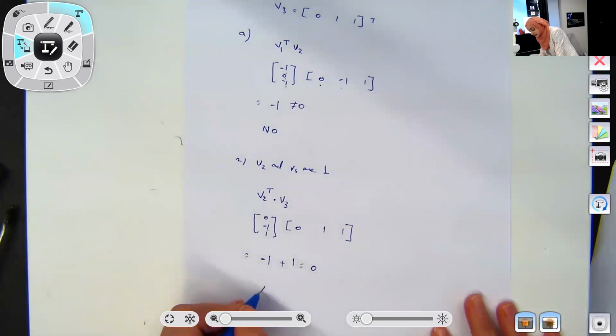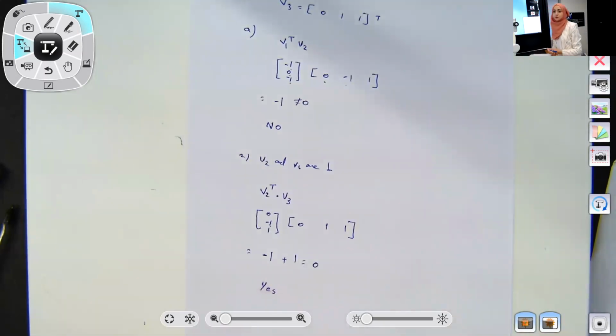So the answer here is yes. Because the inner product between v2 transpose and v3 is 0, we say that v2 and v3 are orthogonal. This is for part 2. It's a direct question. Okay.